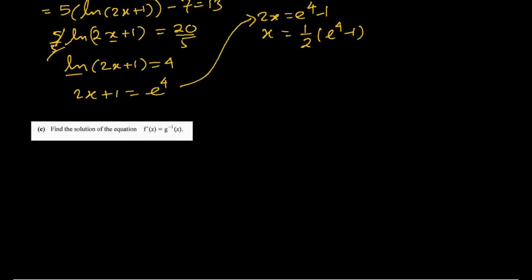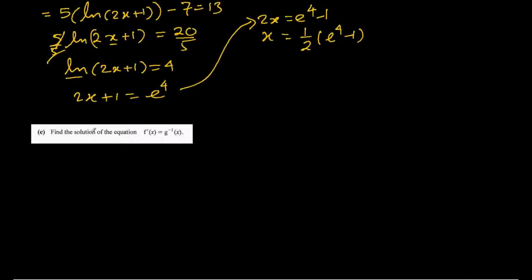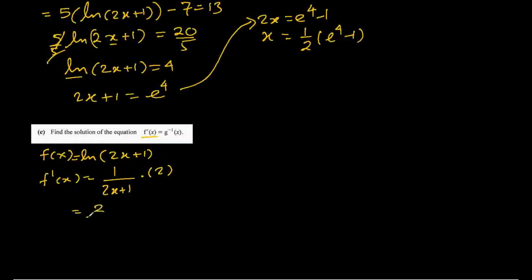Okay, next, find the solution of the equation f prime x. Differentiation of f(x) is equal to inverse of x, so f(x) is ln(2x + 1), correct? So f prime x in this case will be the reciprocal of 2x + 1. This is what we do in case of ln, and multiply this further by the differentiation of the one we reciprocated, 2x. Its differentiation is 2. So we get 2 divided by 2x + 1.